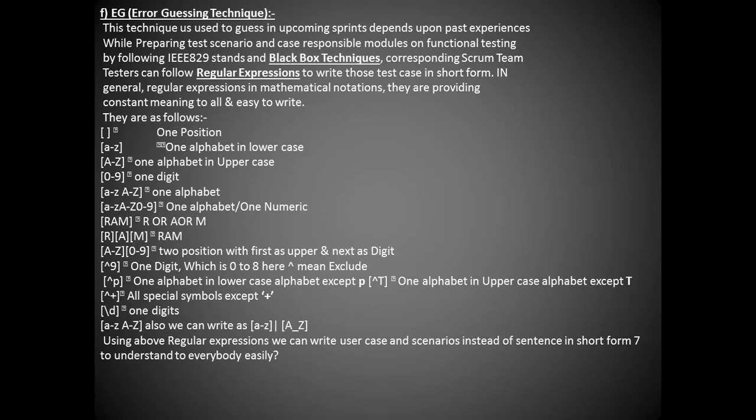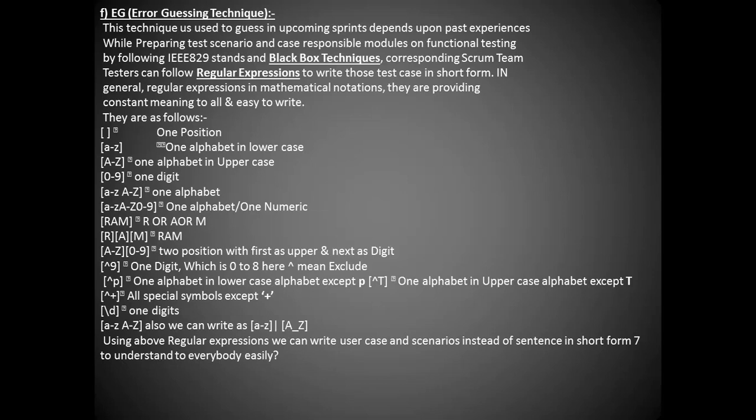By following the IEEE 829 standards and the black box testing techniques, corresponding Scrum team testers can follow regular expressions to write those test cases in short form, in general regular expressions in mathematical notations. They provide a constant meaning to all and are easy to write. They are as follows here.